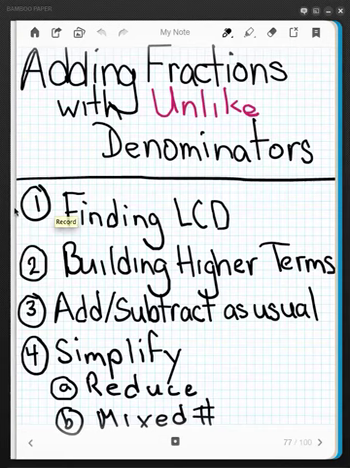This video is about adding and subtracting fractions with unlike denominators. The process in doing addition of fractions with unlike denominators, that means their denominators are not already the same, is that we have to, first of all, find a least common denominator. Then we have to build higher terms, and then we add or subtract as usual, and finally we simplify by reducing and or maybe changing to a mixed number. So we're going to practice this process.